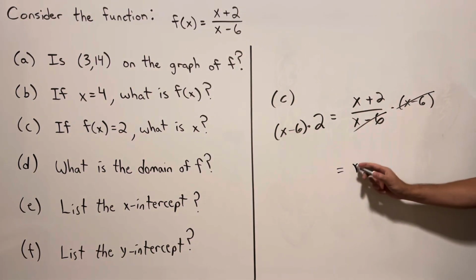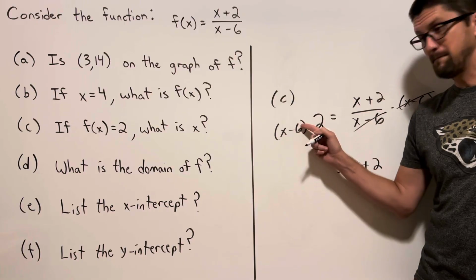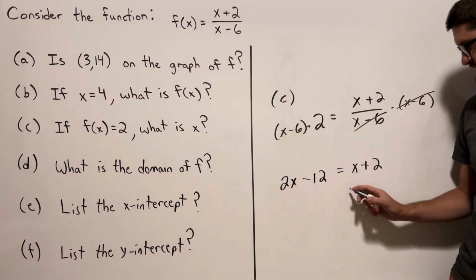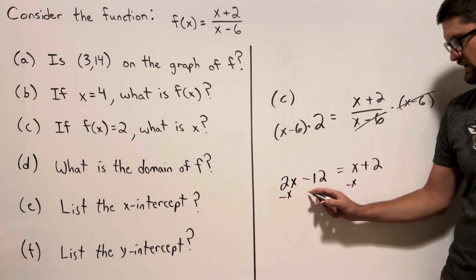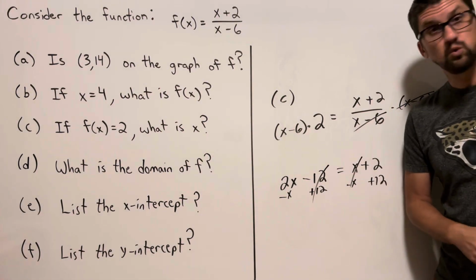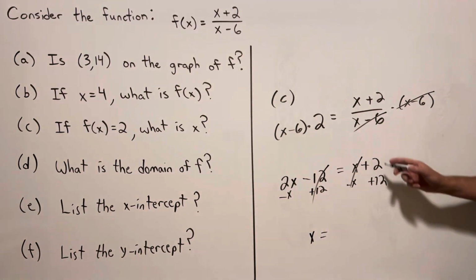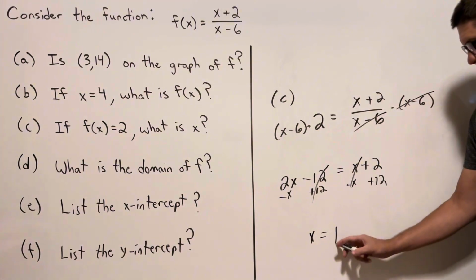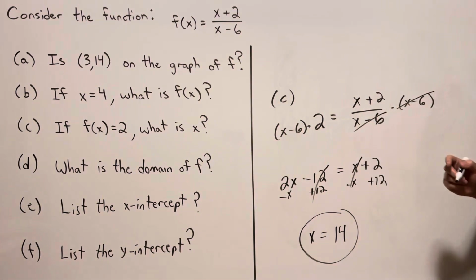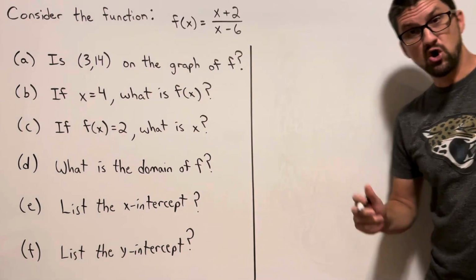So on the right hand side I'm just left with x plus 2. On the left I'm going to distribute the 2, so I have 2x minus 12. And we'll solve this for x. Let's subtract x on both sides and add 12 on both sides. That'll get rid of the 12's on the left and the x's on the right. 2x minus x is x. And then on the right hand side, 2 plus 12 is 14. So there you go. When f of x is 2, I'm getting an x value of 14.